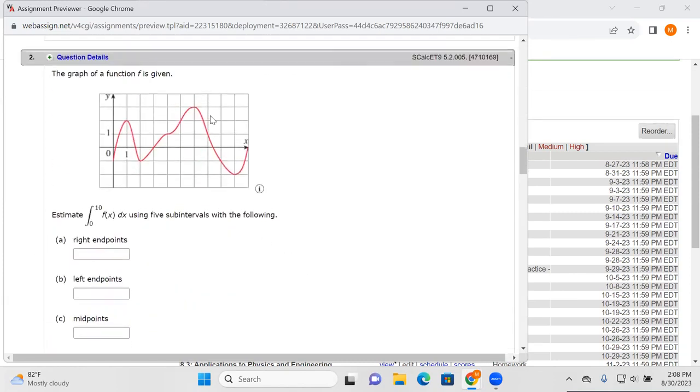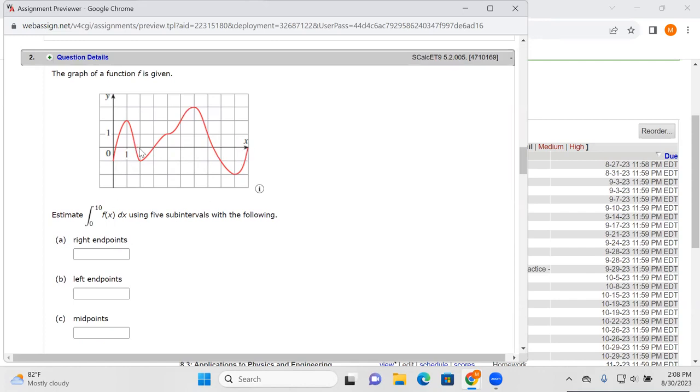Let's see. Okay, graph of f of x is given. Oh, estimate, right? So here, we're going to use our best judgment. 5 subintervals. So here's 1, 2, 3, 4, 5, 6, 7, 8, 9, 10. So that's the whole picture essentially of this graph; the graph is existing between 0 and 10. Using 5 subintervals, we'd go from 0 to 2 for the first, 2 to 4 for the next, 4 to 6, 6 to 8, 8 to 10.